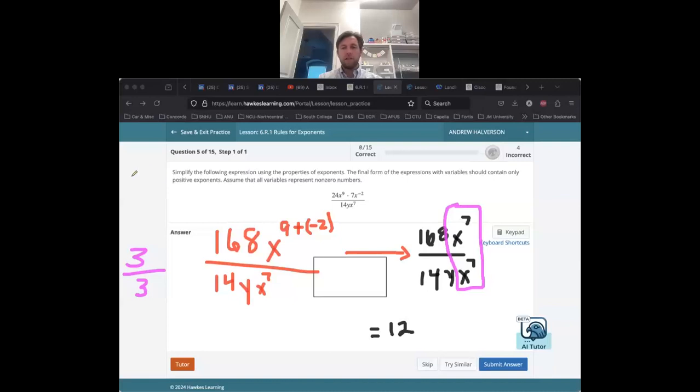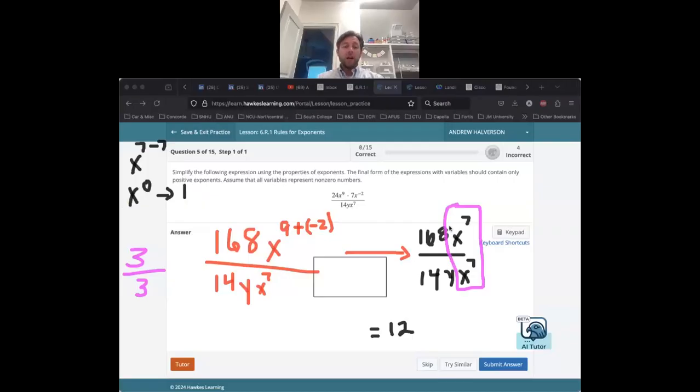Let me do a sidebar. X to the 7, you do the quotient rule, becomes 7 minus 7, which becomes x to the 0, which becomes 1. That's the zero property, how that rule comes about. Same thing over the top and bottom, cancels to give a 1. Really what you're doing is applying the zero exponent property without even realizing it, I think.